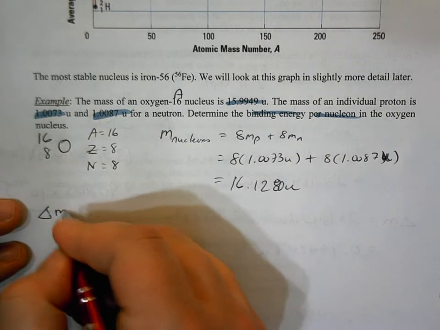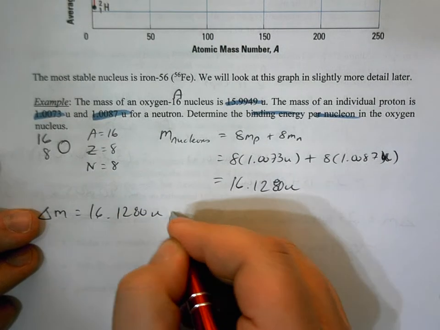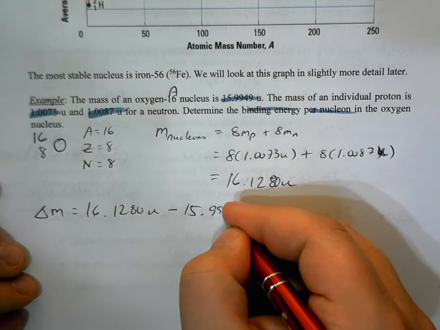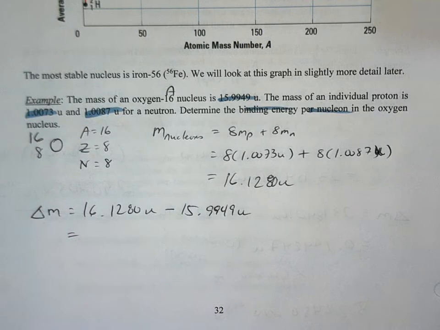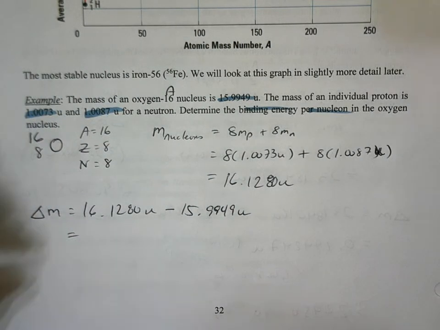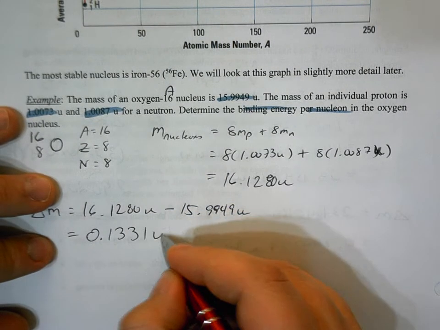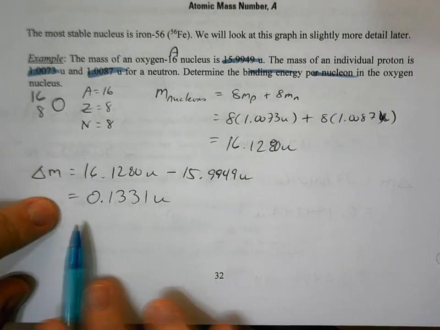So the mass defect, we're going to take that mass of everything separated and subtract off the mass when everything is combined, that 15.9949 u. So that is going to give us our reduction in mass that gets converted into energy. So we're going to have this 0.1131 u. So that mass defect, this gets converted to energy.